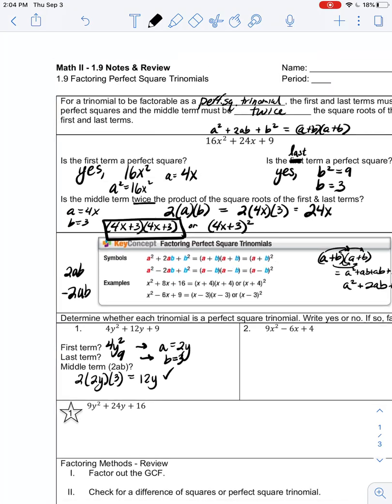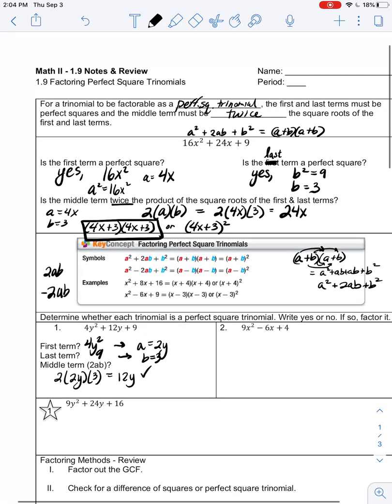So we can go ahead and put it in the form of a plus b times a plus b. So a was 2y, b is 3, 2y plus 3. Or again, you could write it as 2y plus 3 squared. Okay, let's look at the second one and make sure that you check all 3 terms, because if we just check the first and the last, it might not work out.